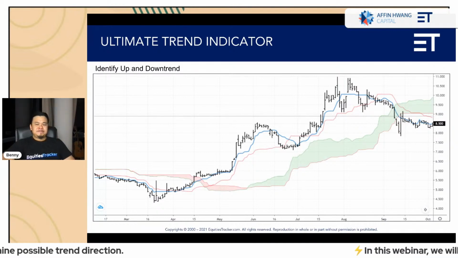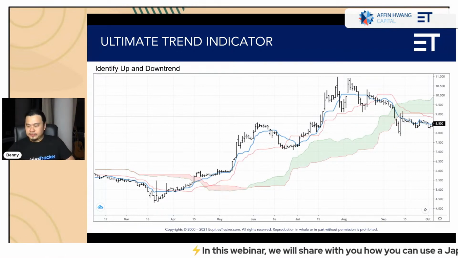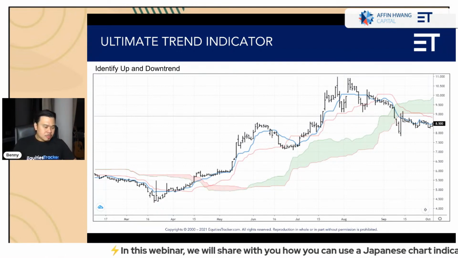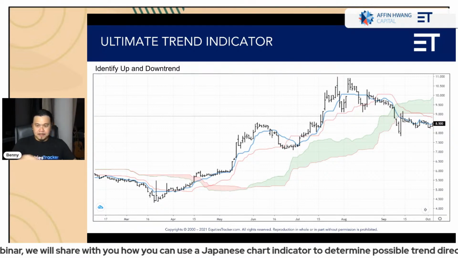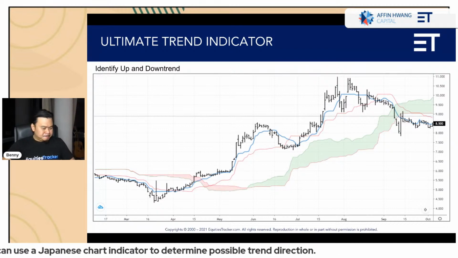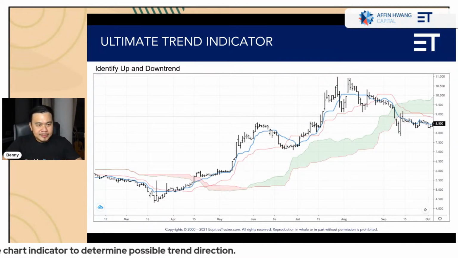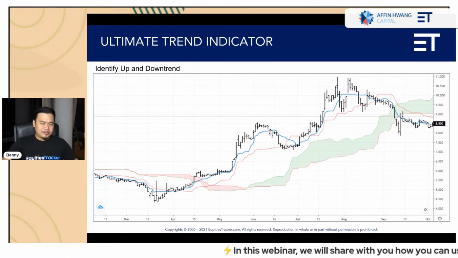Uptrend or downtrend? Okay, Michael says down. Anyone else want to try? Downtrend. Okay, downtrend. Quite simple, isn't it? The price is below the cloud, right?